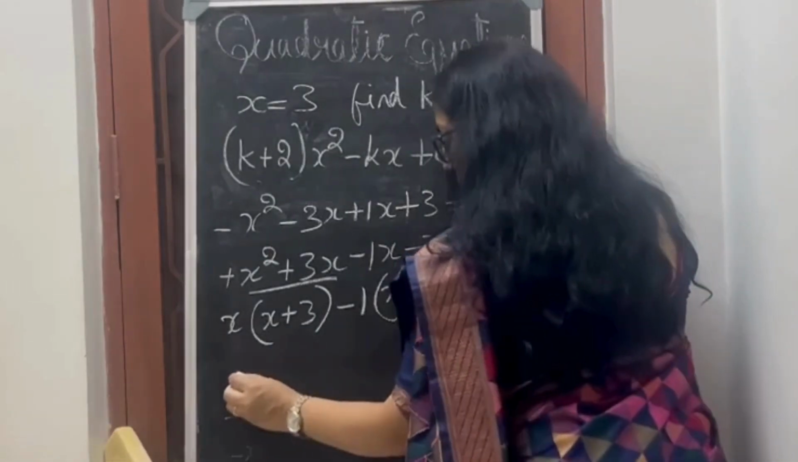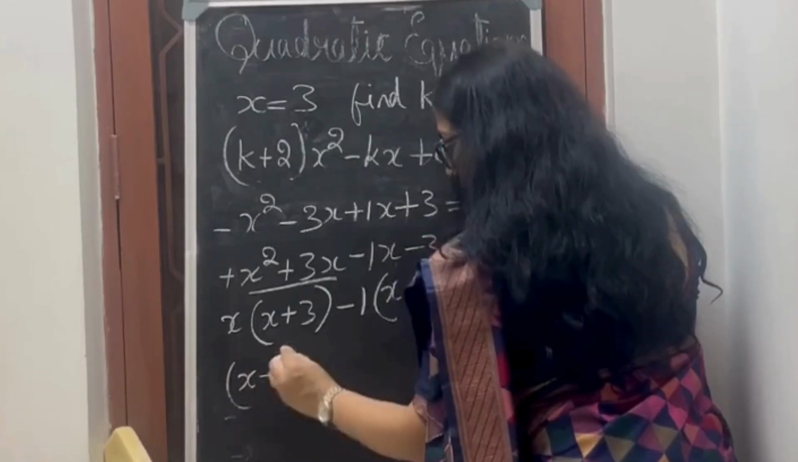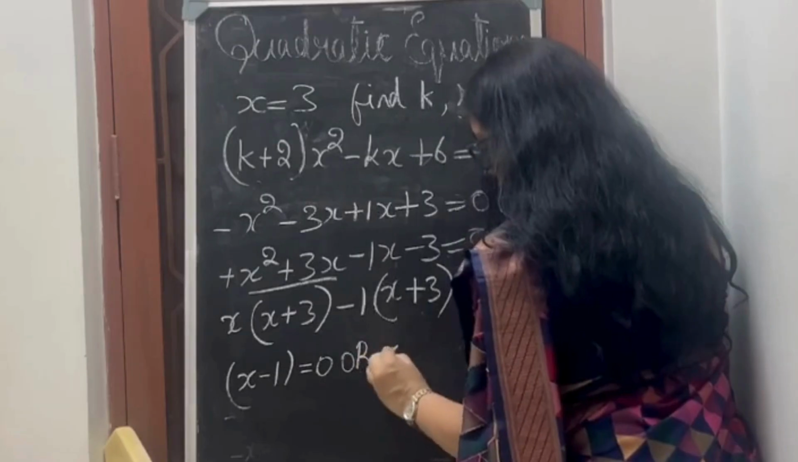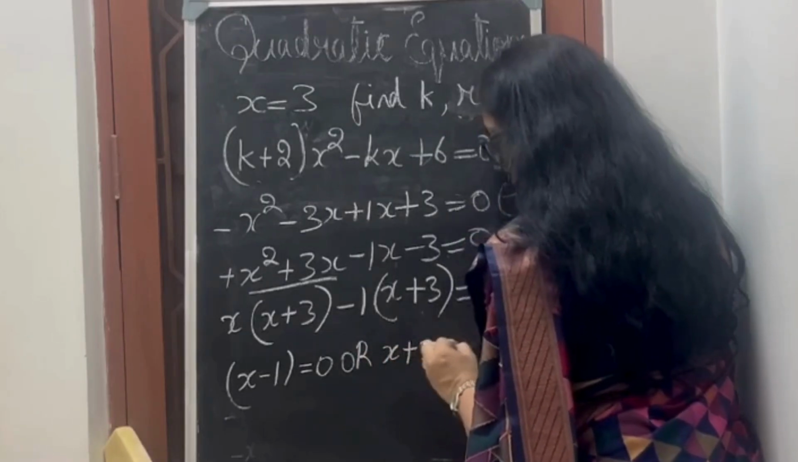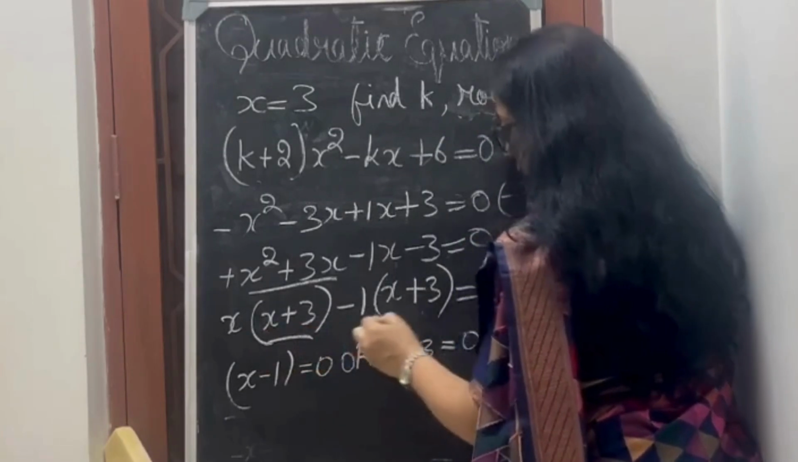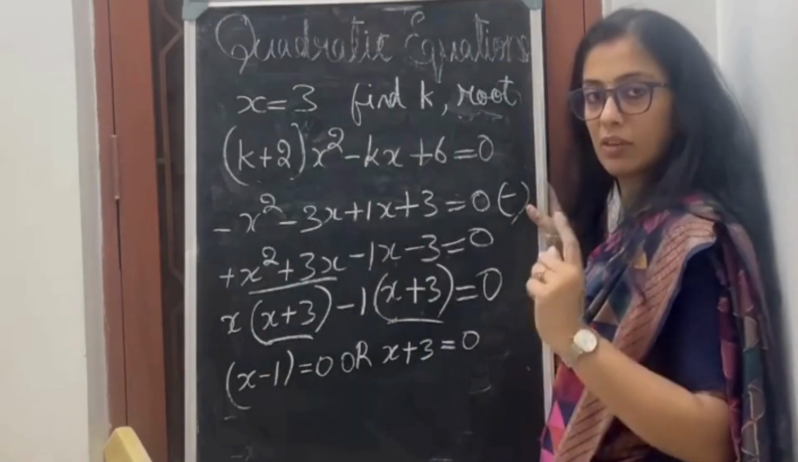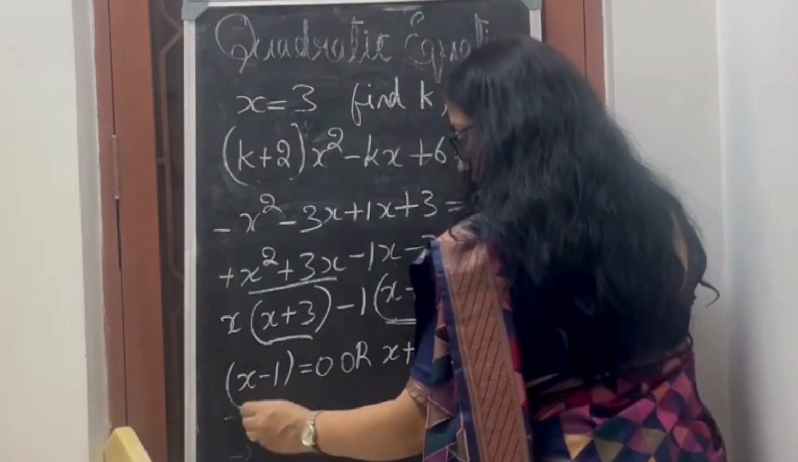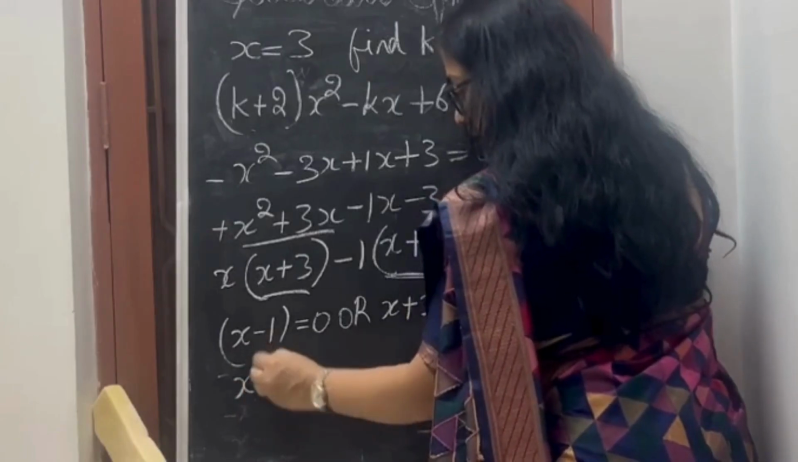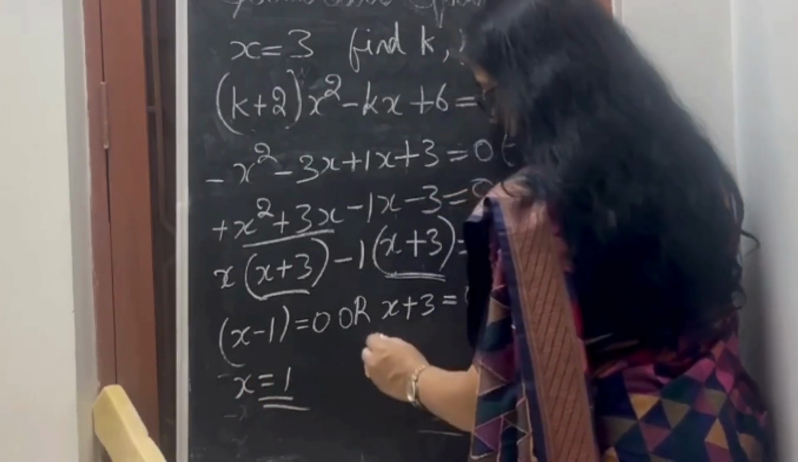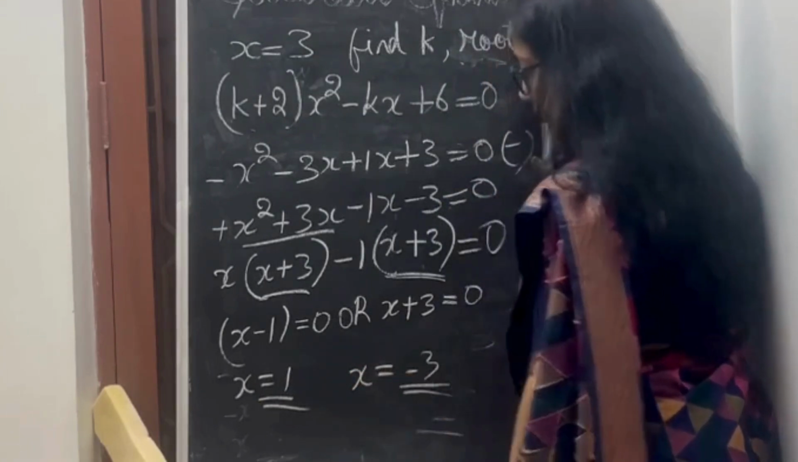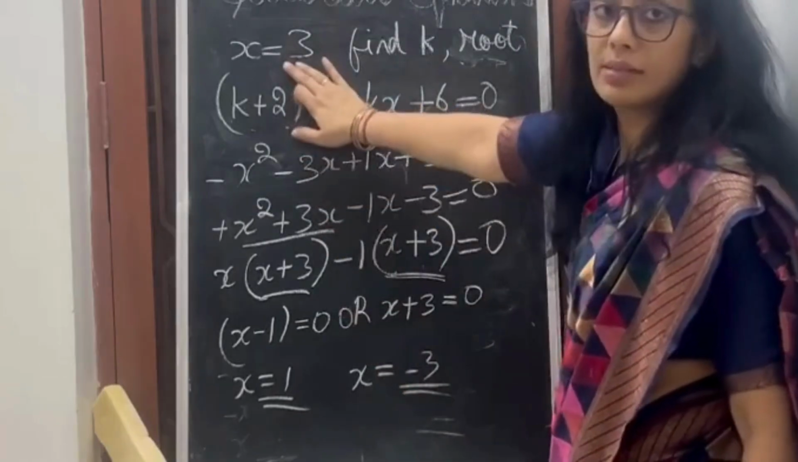My final answer is x minus 1 equals 0 or x plus 3 equals 0. The brackets have to always be common. That says that your factorizations are correct. Okay. Now this further to be solved is plus 1, x equals 1 or x equals minus 3. Now the question says x is 3.